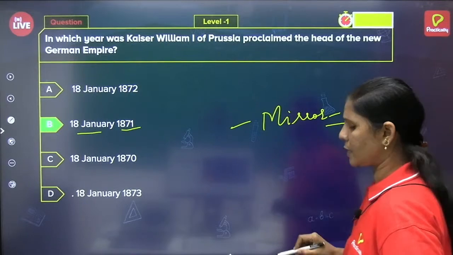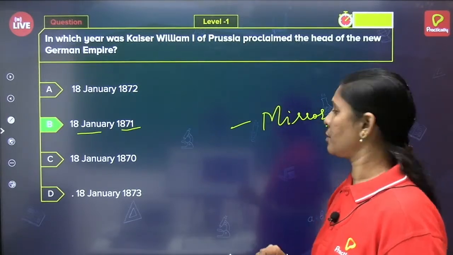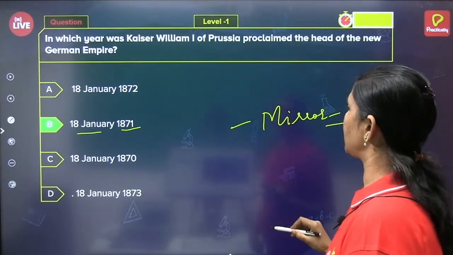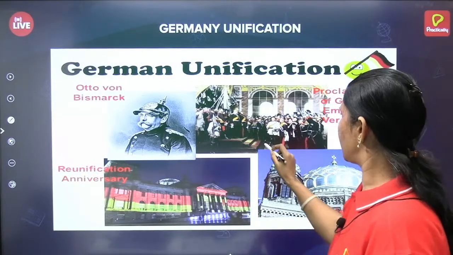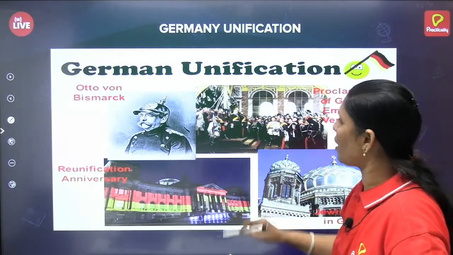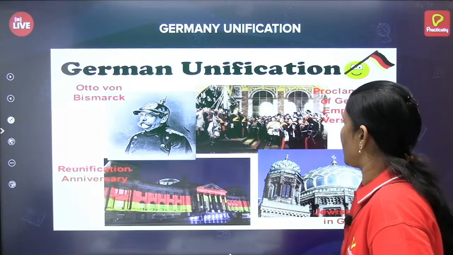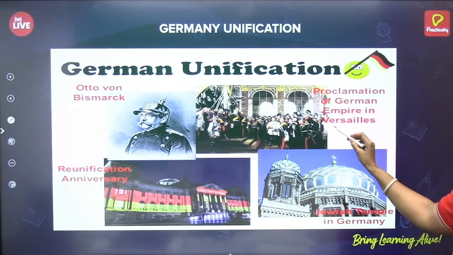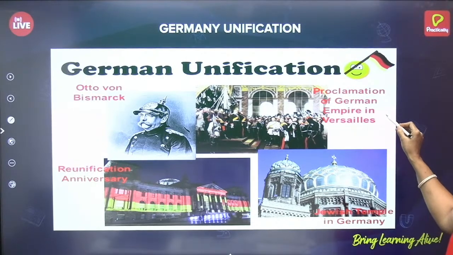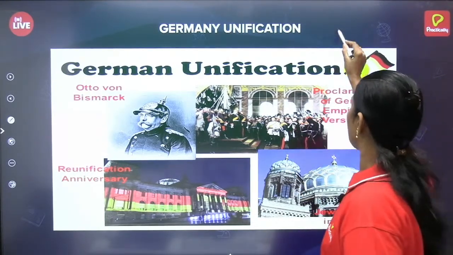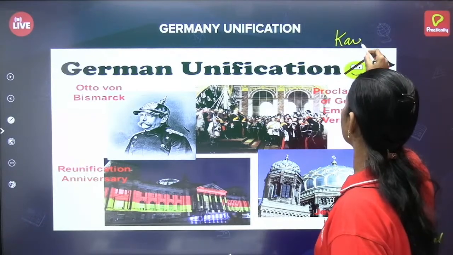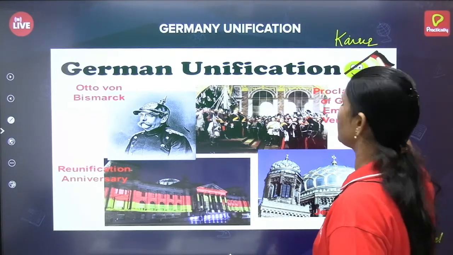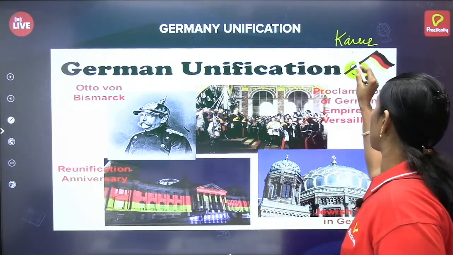That is Versailles Palace in Paris. You can see the image here. See, Kaiser William, after the unification was done, was proclaimed king of the German Empire in the Versailles Palace. That is Kaiser William. Kaiser means king; in Germany, they call the king Kaiser.